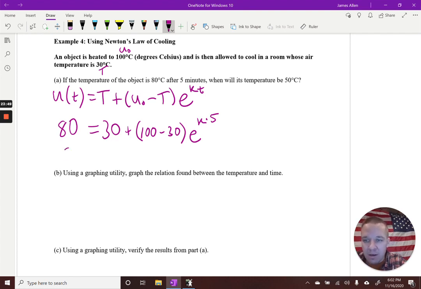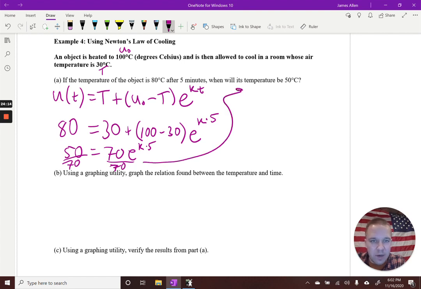So if I subtract 30, I'll get 50 over here. In the parentheses, I'm going to have 70. So I'll have 70 E raised to the K times 5. This looks exactly like one of the other ones. Now that I've simplified, awesome. I'll divide by 70. That's a little better. Not that great, though. And I'll get 5/7. So I'm going to zip on up here. So 5/7 is equal to E raised to the K times 5.